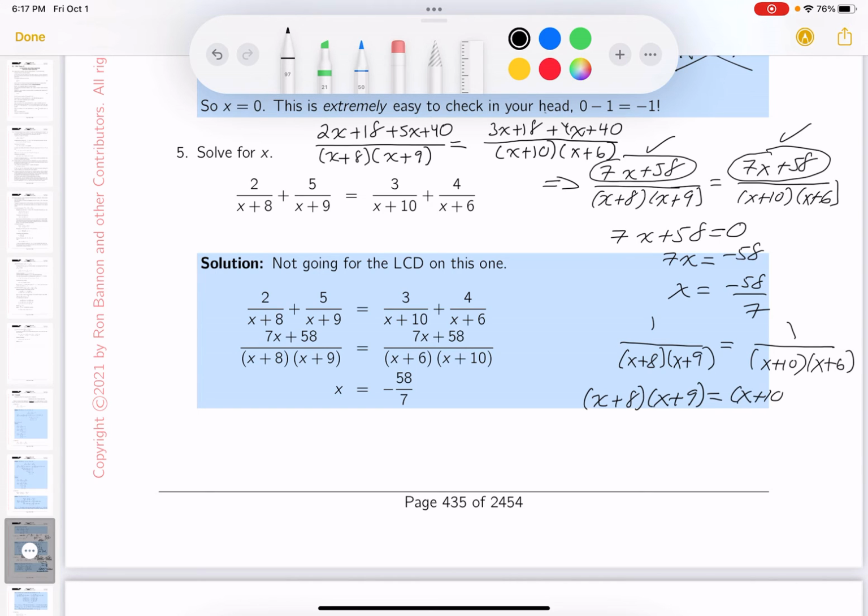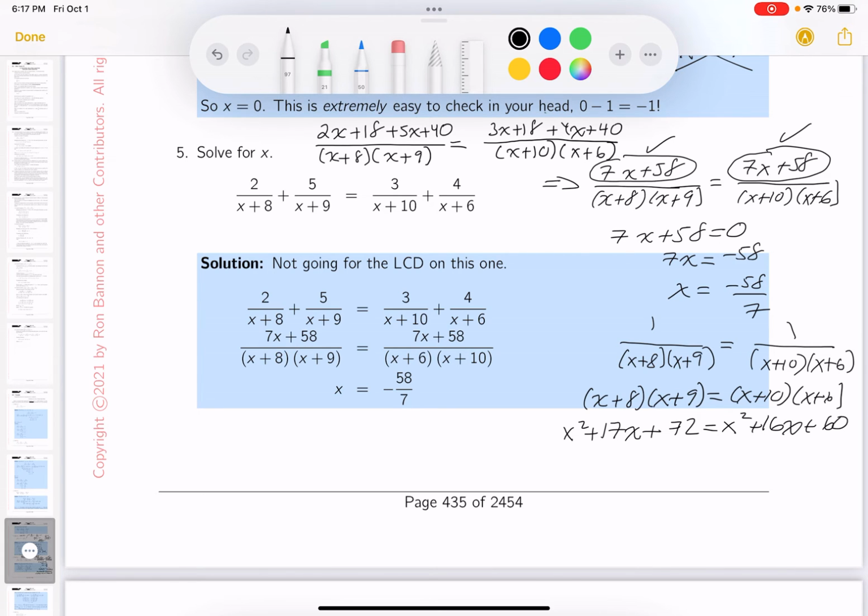I'll write it down, and we'll solve it. What do you get over here? x squared. And let's see, 9 and 8 is 17, right? Plus 72. This gives me x squared plus 16x plus 60.